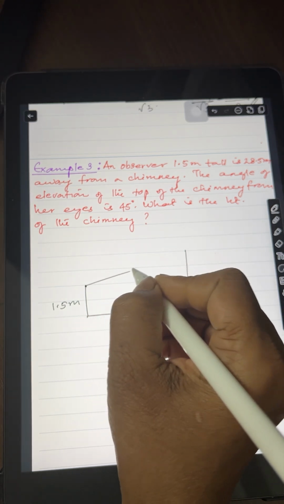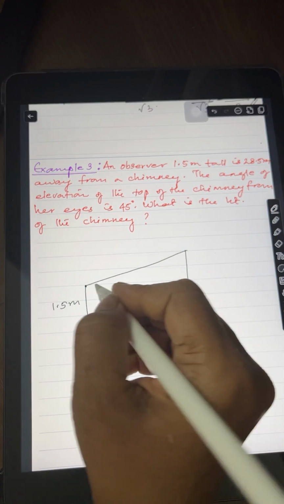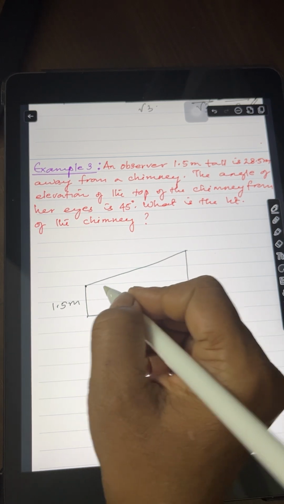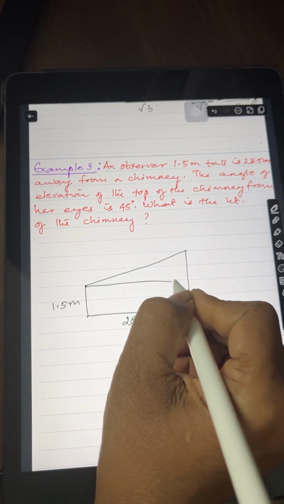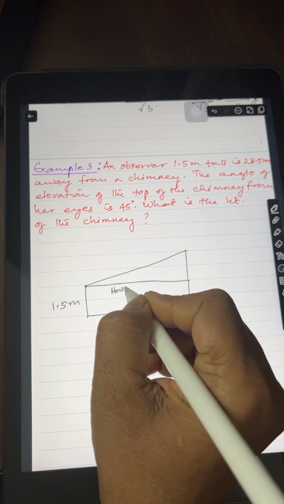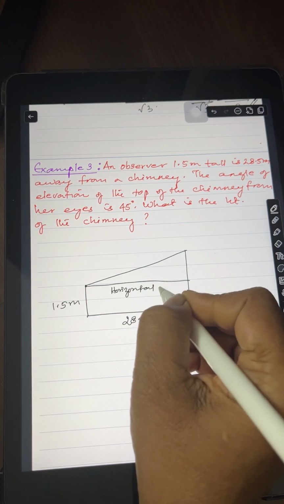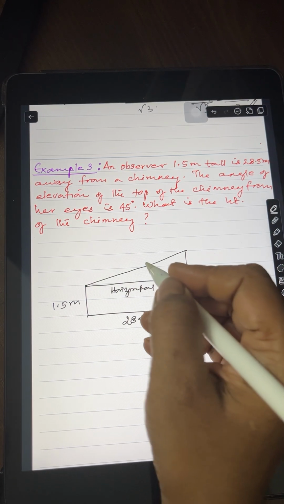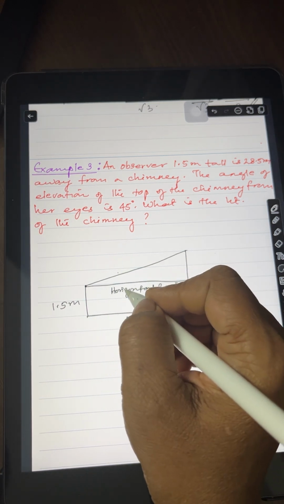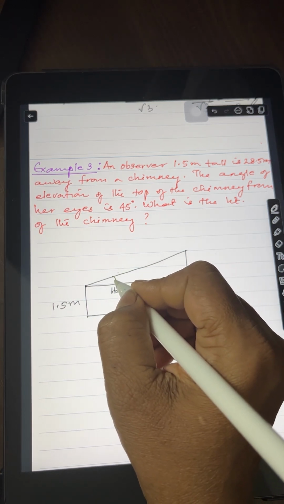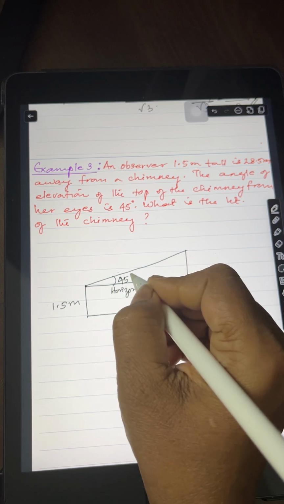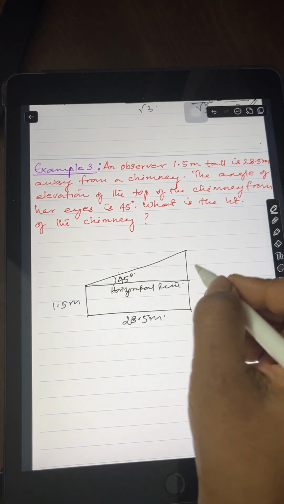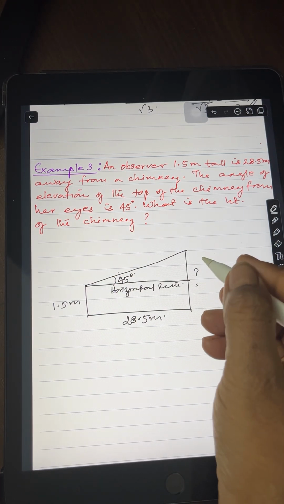So angle of elevation is what? 45 degree. Now where will the horizontal line be? Actually the horizontal line is this. Where will the line of sight be? This is the line of sight. So where will the angle be? Between the line of sight and the horizontal line, the angle is this. So this is 45 degree. What is the height of the chimney? You will have to find out the height of the chimney.